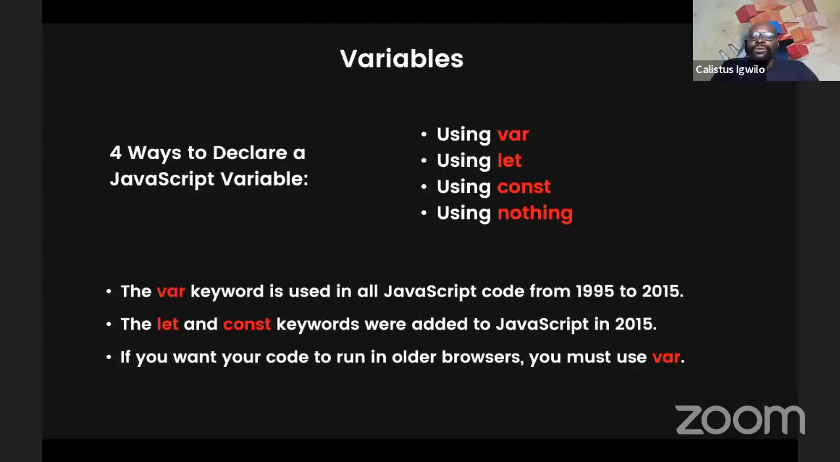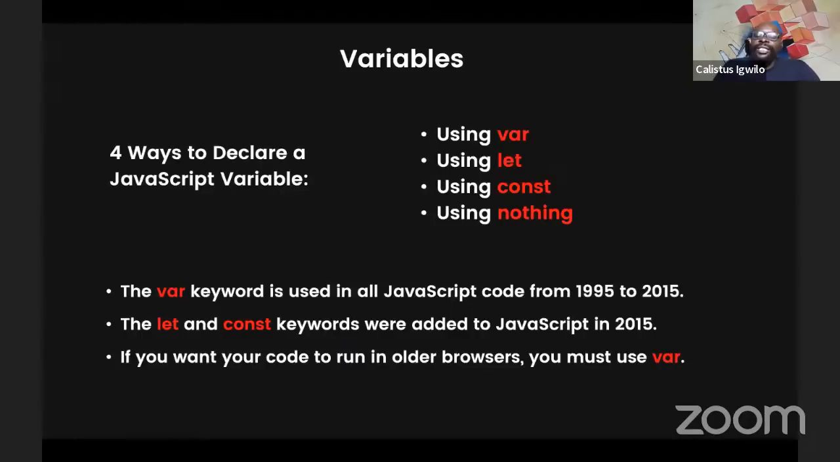Okay. You also have nothing. You could just say x equals something. It will work. But in good programming, always declare your variable. Its behavior changes from time to time, depending on what you're doing, what you want to do. It could behave differently. So to avoid unexpected results, always declare your variable with the right keywords.